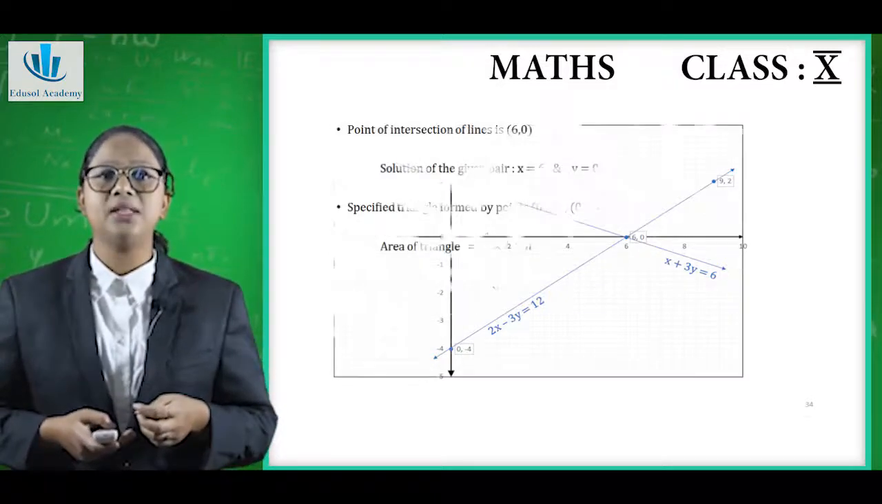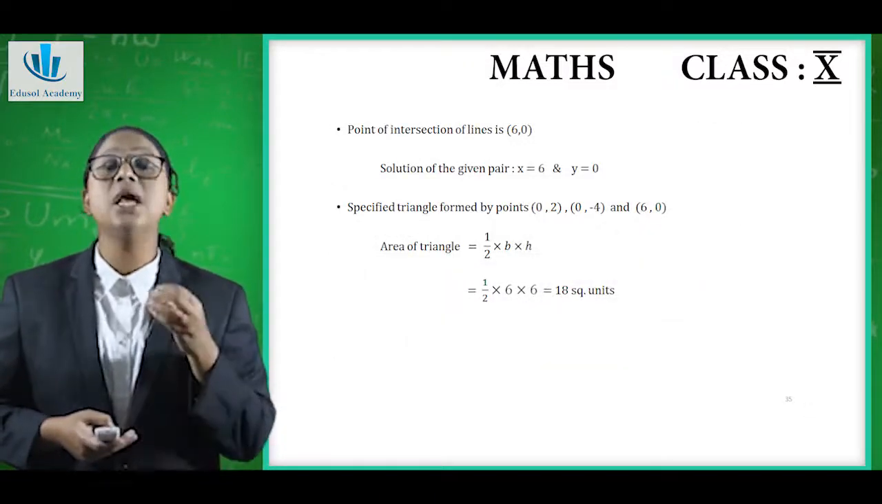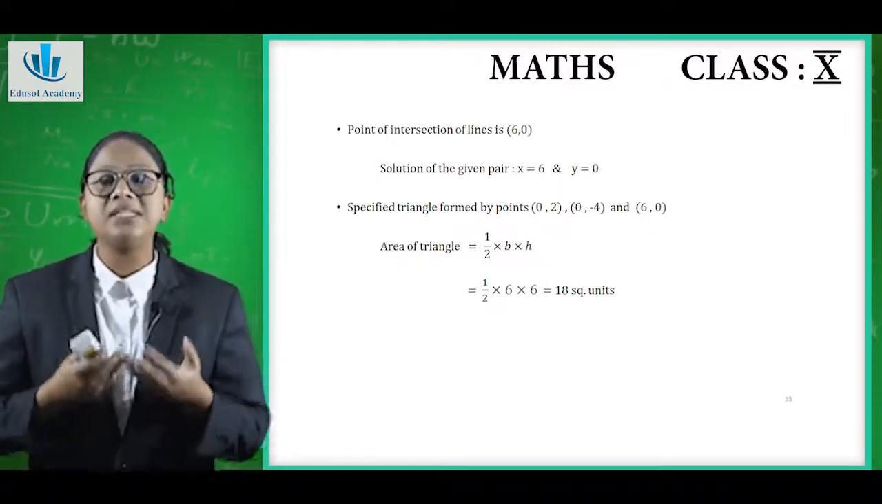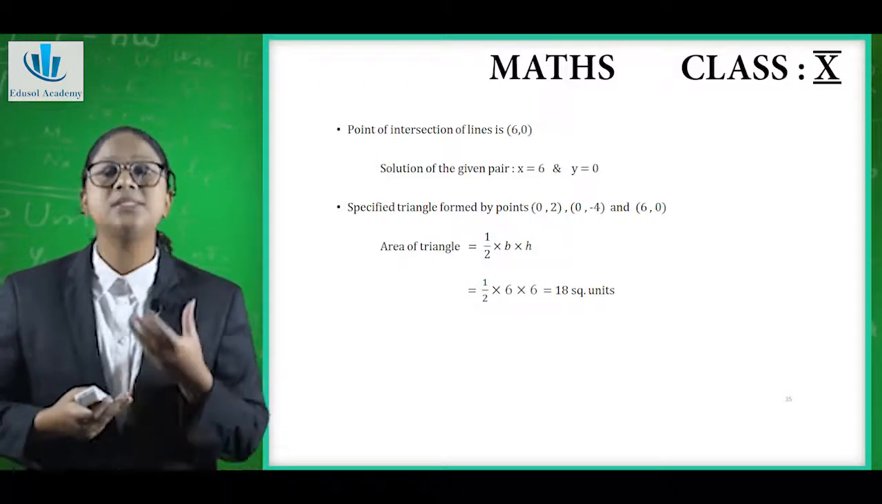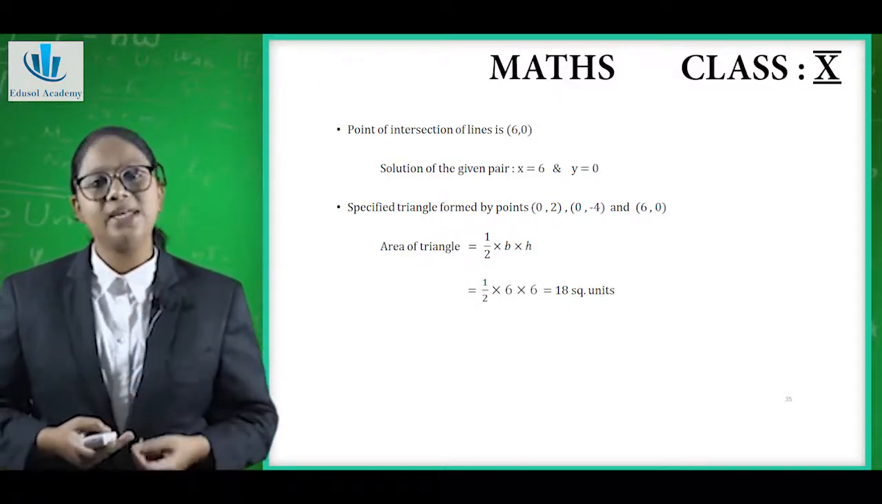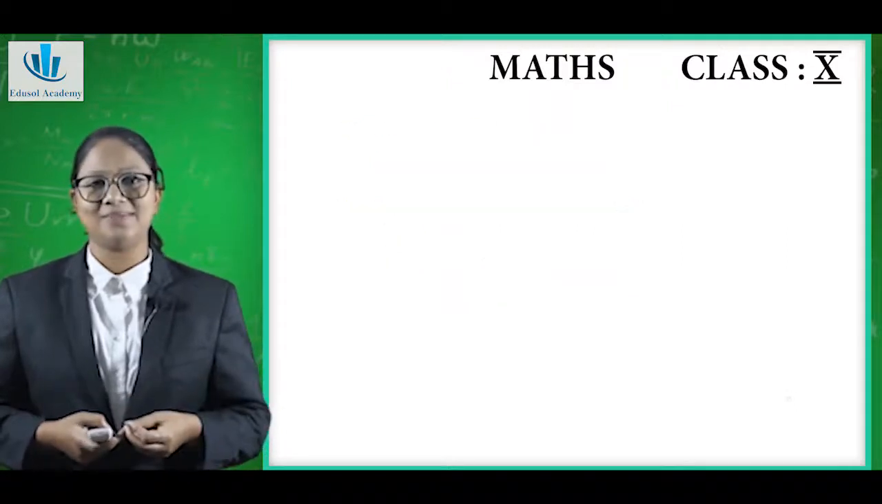And we have to find the point of intersection of lines, as in this question is to solve these equations. So the point of intersection of these lines is the solution of the equation. So x is equal to 6 and y is equal to 0 for the given equations.